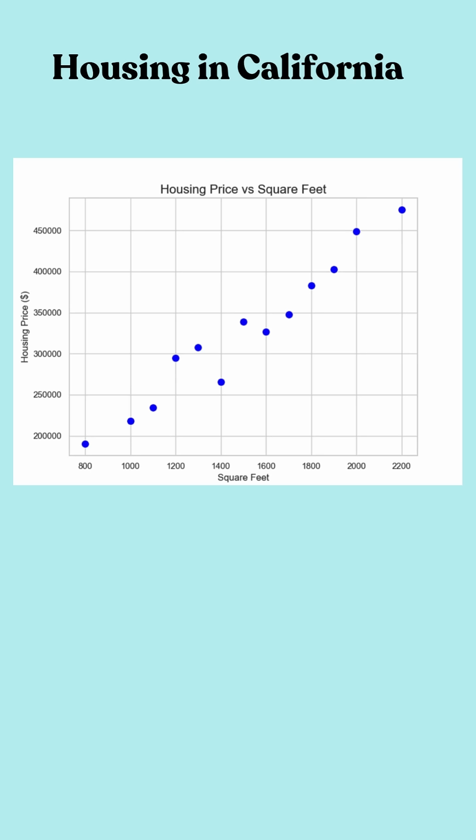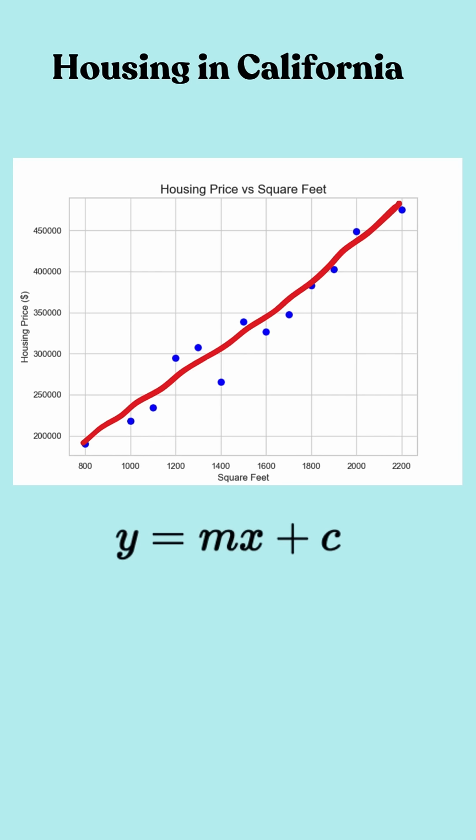mathematically. So let's go ahead and represent this pattern using the simplest shape, which is a straight line. This line allows us to make predictions. For instance, if a house has 900 square feet, the line projects the price to be around $225,000. So after all this, let's go back to our high school math and recall that every straight line, no matter its position or tilt, can be described by a simple equation, which is y equals mx plus c.